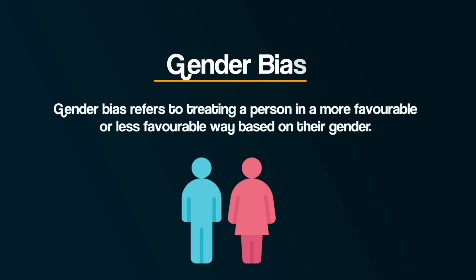Gender bias refers to treating a person in a more favourable or less favourable way based on their gender. This can lead to distorted or inaccurate understandings of human behaviour. This bias often results in the reinforcement of harmful stereotypes and the marginalisation of one gender. There are 2 main types of gender bias.